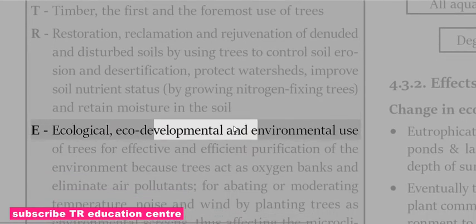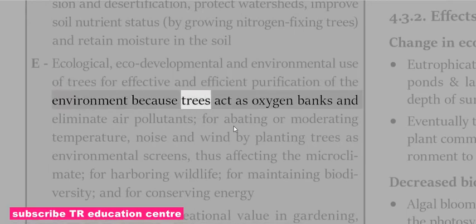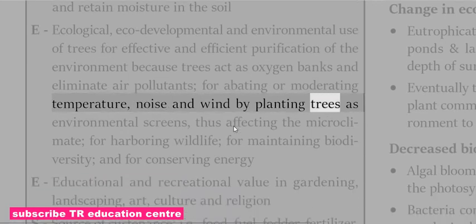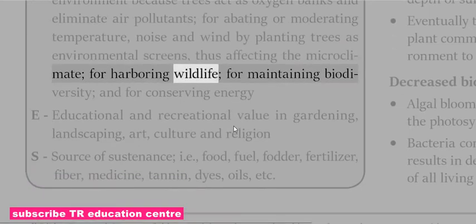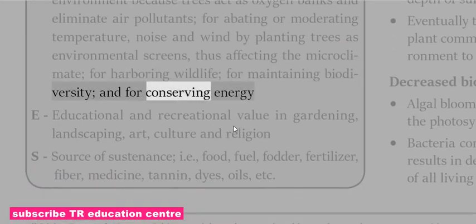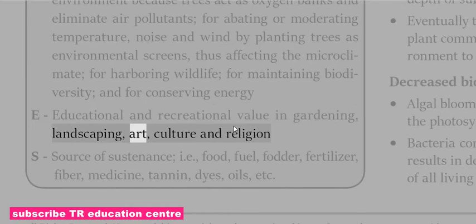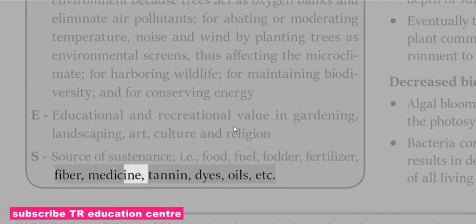Ecological, eco-developmental and environmental use of trees for effective and efficient purification of the environment, because trees act as oxygen banks and eliminate air pollutants, for abating or moderating temperature, noise and wind by planting trees as environmental screens, thus affecting the microclimate, for harboring wildlife, for maintaining biodiversity, and for conserving energy. Educational and recreational value in gardening, landscaping, art, culture and religion. Source of sustenance, i.e., food, fuel, fodder, fertilizer, fiber, medicine, tannin, dyes, oils, etc.